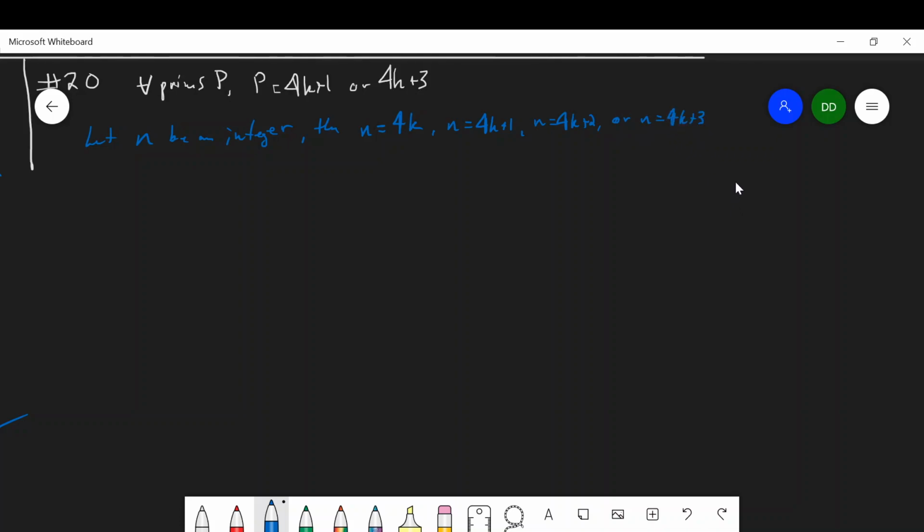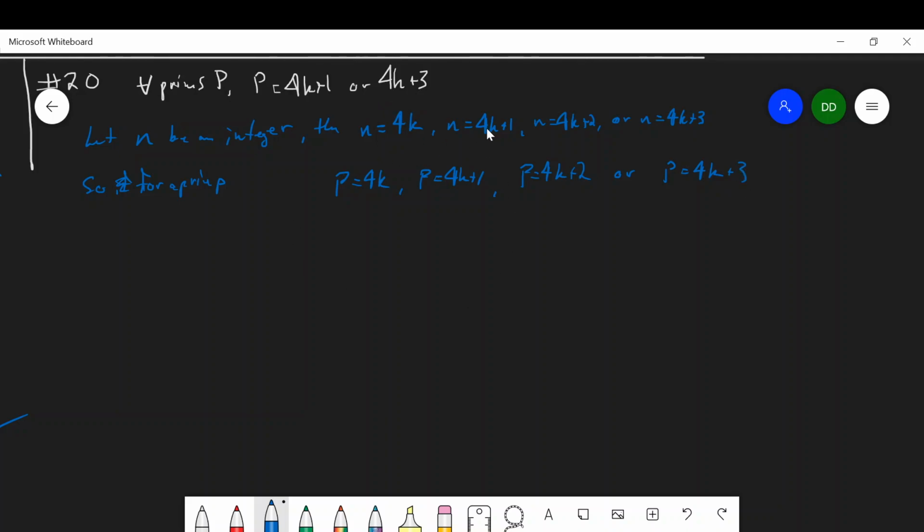There's another problem that asks this. What does it mean to describe what happens when you divide an integer by another integer, the sort of cases? Well, it's based on the remainder. So divided by 4, there's 4 different possibilities for n. But if n is a prime, so for a prime p, we have the same thing. Either p equals 4k, p equals 4k plus 1, p equals 4k plus 2, or p equals 4k plus 3.